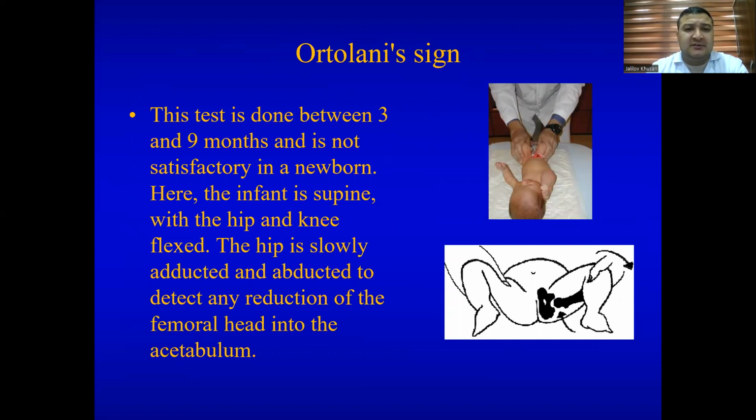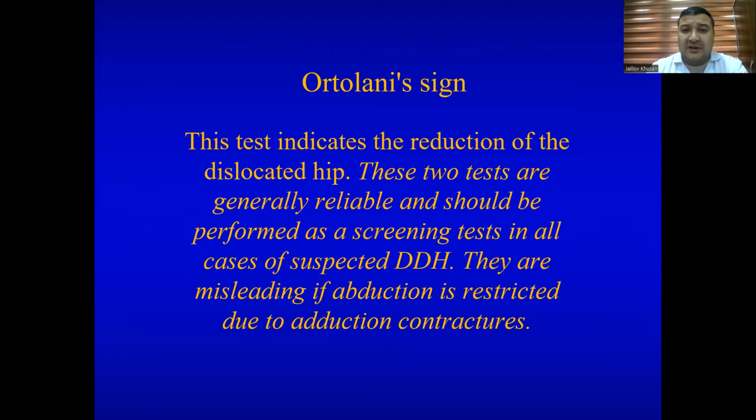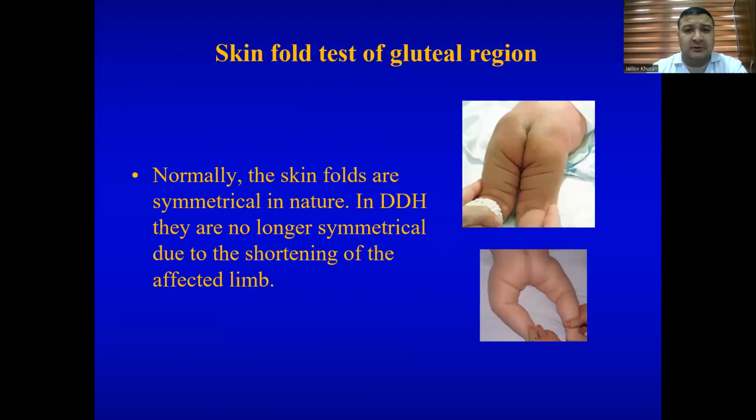Ortolani sign. The test is done between 3 and 9 months and is not satisfactory in a newborn. The infant is supine with the hip and knee flexed. The hip is slowly adducted and abducted to detect any reduction of the femoral head into the acetabulum. This test indicates the reduction of the dislocated hip. These two tests are generally reliable and should be performed as screening tests in all cases of suspected DDH. They are misleading if abduction is restricted due to adduction contractures.